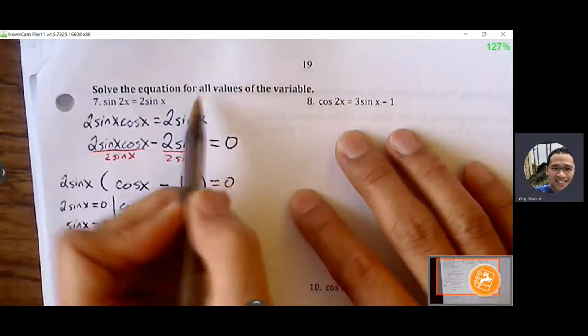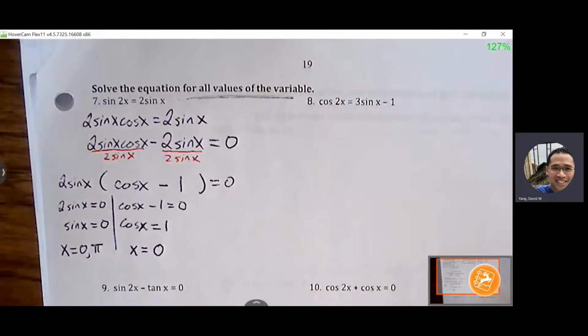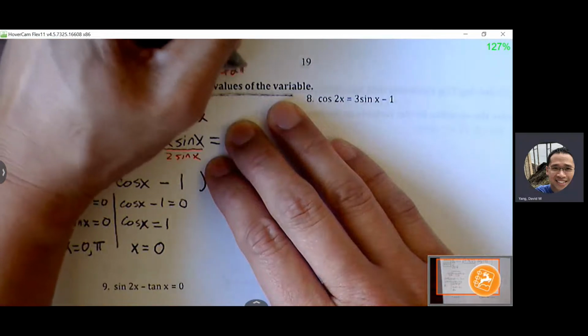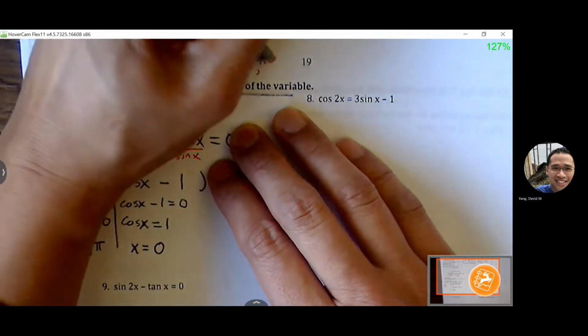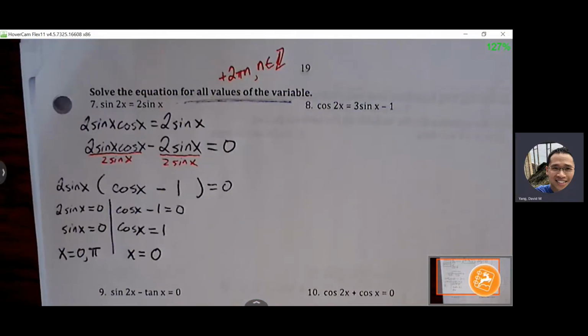Okay, this is for all values of the variable. So we need to include that statement. Plus 2 pi n, where n is an element of an integer.